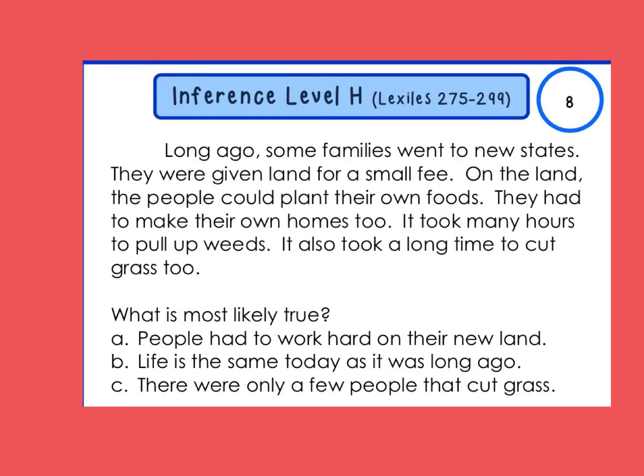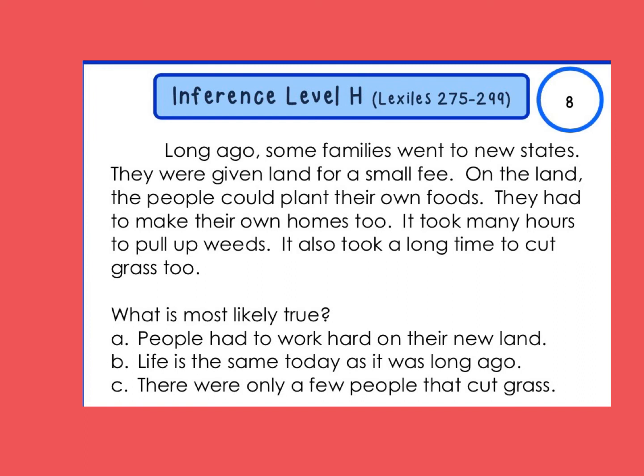Let's try one more. Long ago, some families went to new states. They were given land for a small fee. On the land, the people could plant their own foods. They had to make their own homes, too. It took many hours to pull up weeds. It also took a long time to cut grass, too. So what is most likely true? A, people had to work hard on their new land? B, life is the same today as it was long ago? Or C, there were only a few people that cut grass?